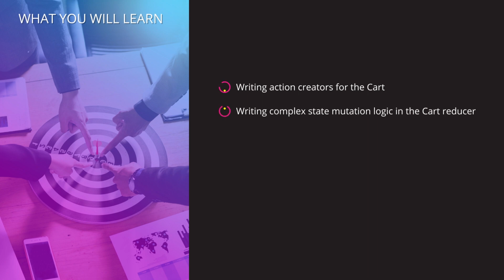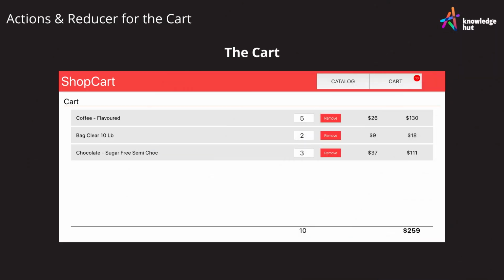In this video, we'll work with actions and reducer capabilities for the cart component. We'll write complex state mutation logic that allows us to simultaneously mutate multiple state properties. Let's begin. The cart component basically lists a summary of products in a collection with quantities and computed total costs. But there's a lot more to it than meets the eye.